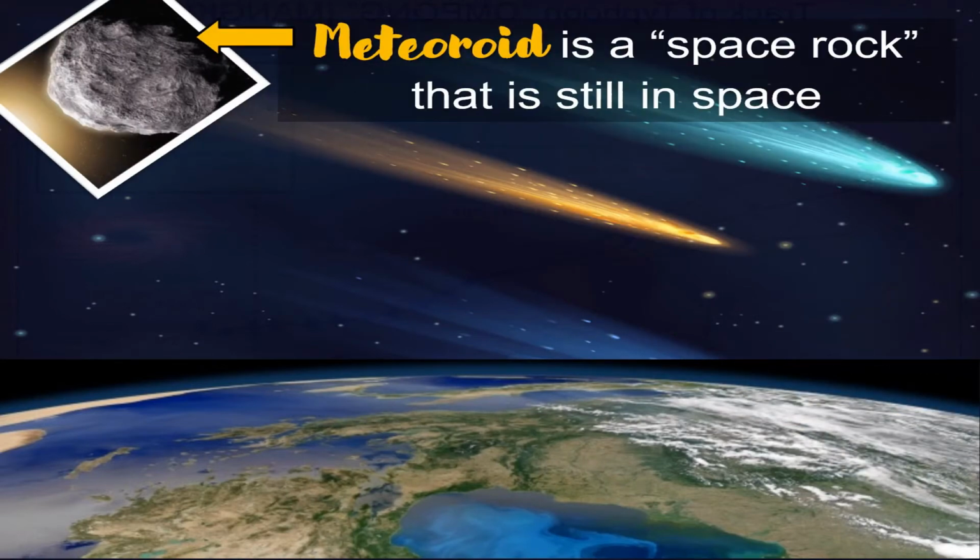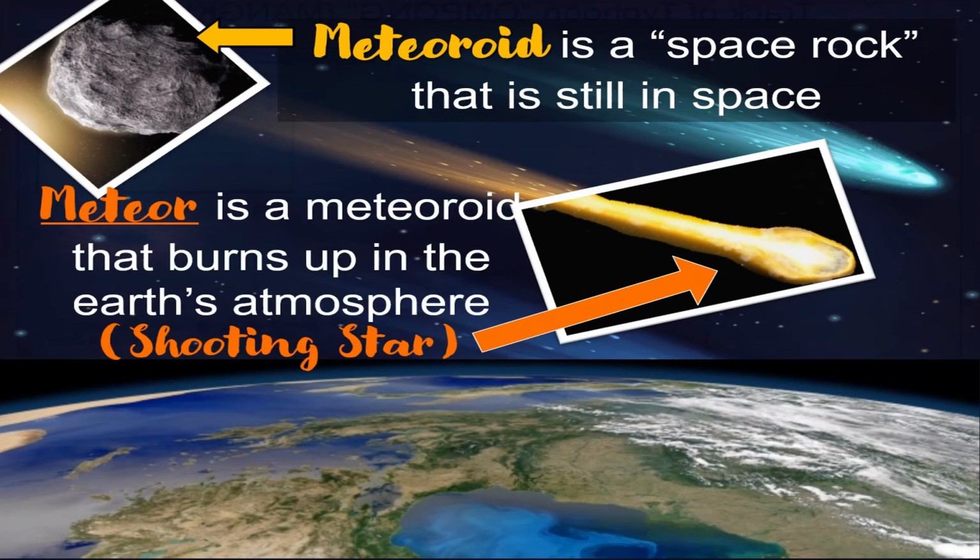Alright, a meteoroid is a space rock that is still in outer space, while a meteor is a meteoroid that burns up in the Earth's atmosphere. It is also known as a shooting star. Kapag pumasok na ang meteoroid inside the Earth's atmosphere, tinatawag na siyang meteor.